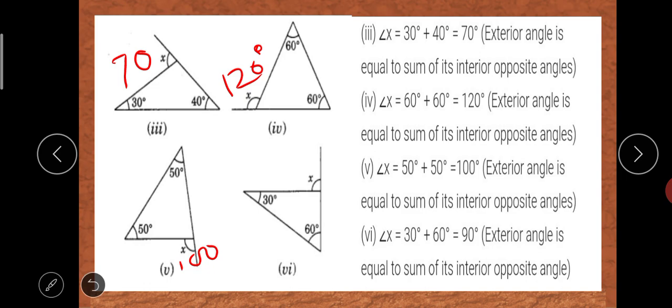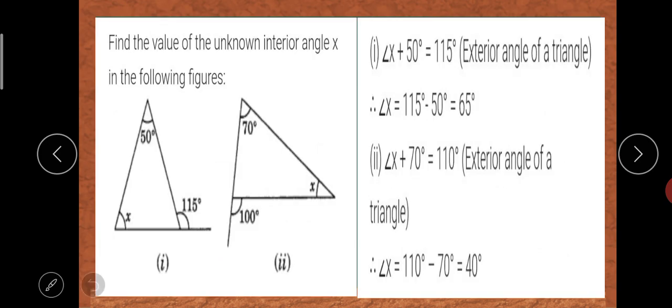Next, the sixth one. Angle X we have to find here. The measurements given are 30 and 60. So 30 plus 60 is 90. So the measurement of angle X will again be 90 here. Again we have to write the same reason: exterior angle is equal to the sum of its interior opposite angles. Now see the next question.